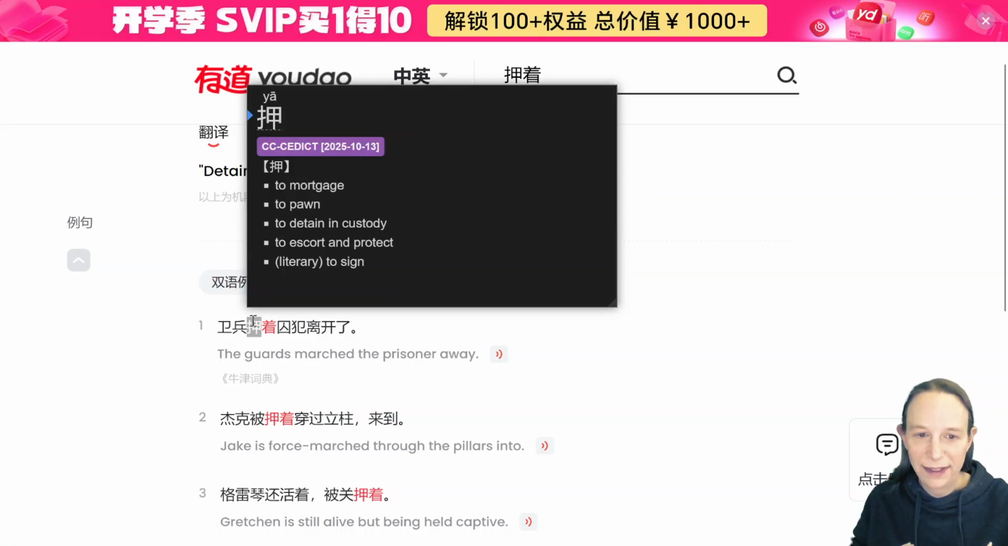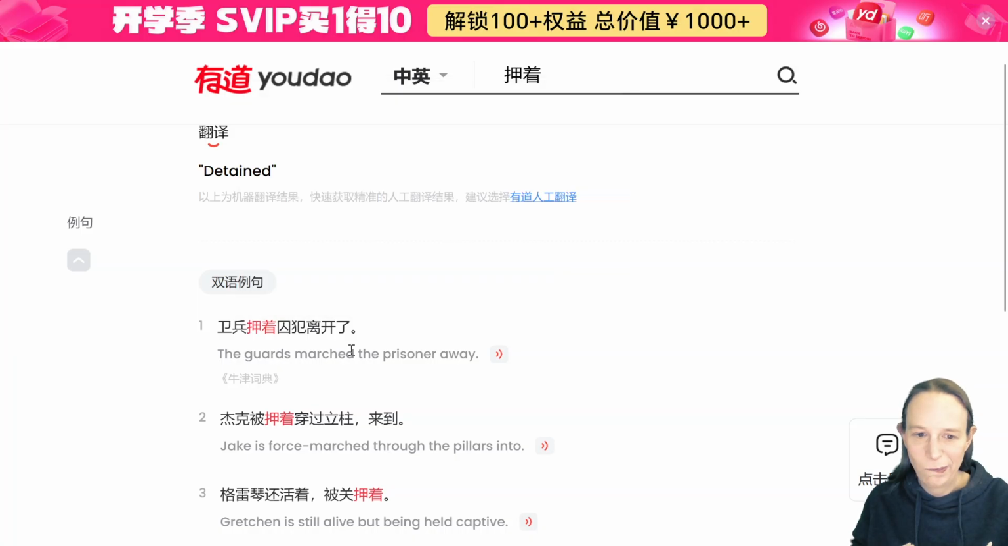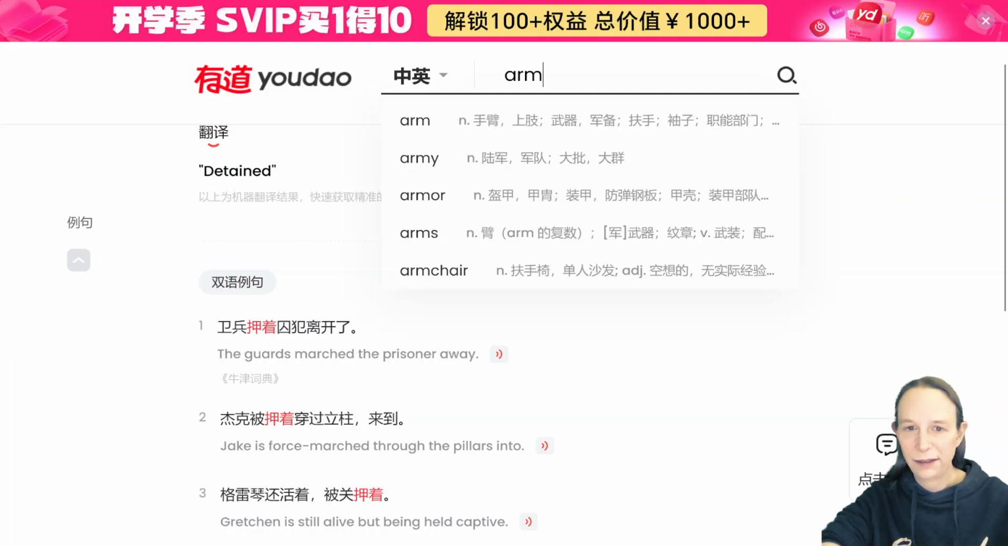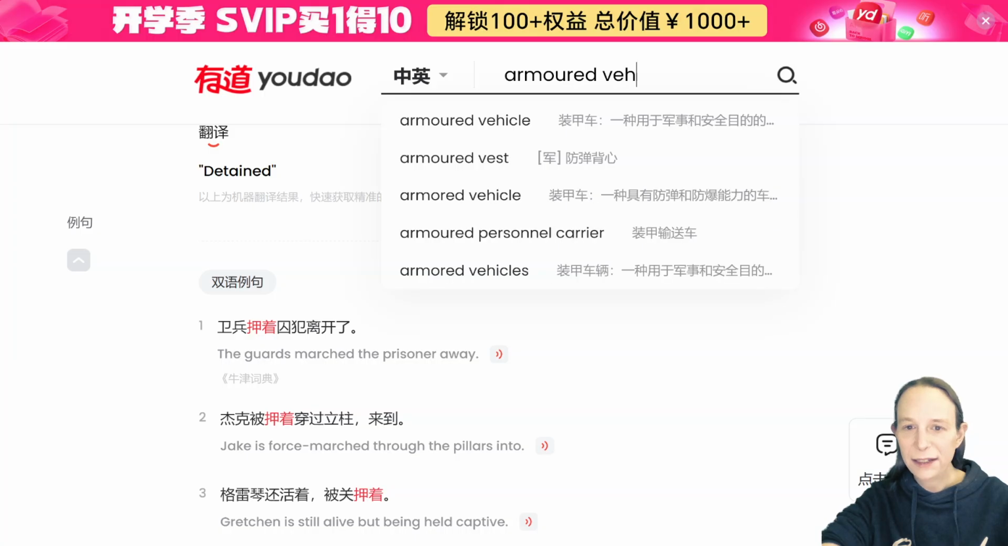Okay, okay, 押记. Yeah, march the prisoner. So it's sort of detain and escort. I recall this being used on armored vehicles.